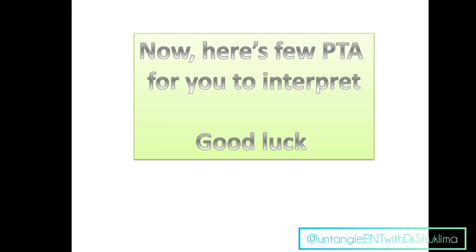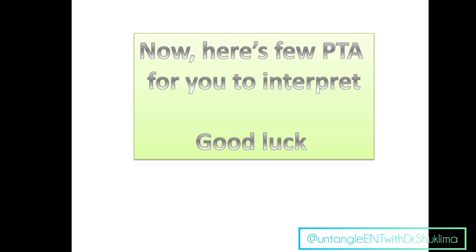Here are a few PTAs for you to interpret, but before that, just a summary or gist I can tell. I will give you a recap. Suppose you get a graph, you see the air conduction. Air conduction is for the degree of your hearing loss. Now you will see the gap between air conduction and bone conduction. If there is a very large gap, think of either conductive or mixed hearing loss.